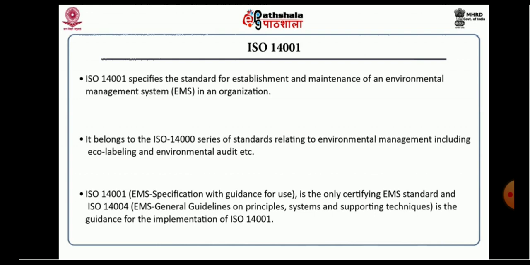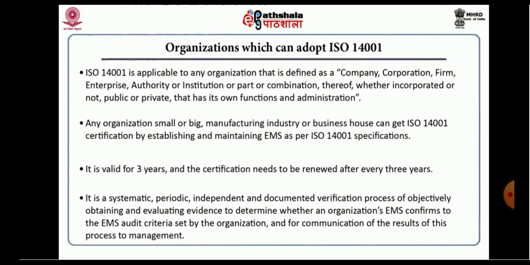The next is called organizations which can adopt ISO 14001. Who can adopt the ISO certification? Every company, maybe with 2 to 200 people, or it may be small scale, medium scale or large scale, whatever it may be, they can apply for ISO certification. Any organization, small or big, manufacturing industry or a business house, can get ISO 14001 certification by establishing and maintaining EMS as per the specification. And once we apply for the ISO certification, how many years will it be applicable? It is valid for 3 years. The certificate is valid for 3 years, and we need to renew it after every 3 years.